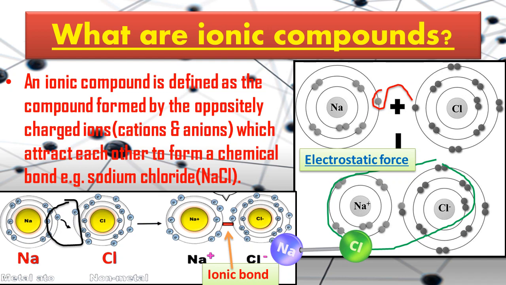The number of cations and anions in a compound and the magnitude of the electric charge on them is such that the positive and negative charges balance each other, and as a result an ionic compound, that is NaCl, will be electrically neutral. So this is all about ionic compounds.